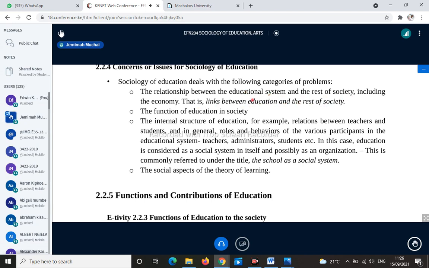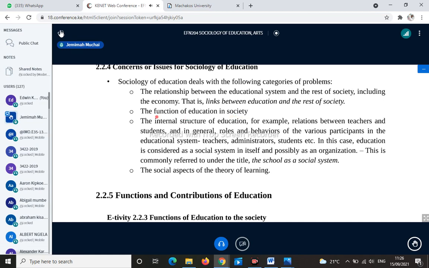When you talk of educational system, we are looking at, for example, Kenya, where we have had several educational systems since independence. There was the 7-4-3, there was 7-4-2-3, there is the 8-4-4, then there is the CBC. Those are educational systems and the society. So how was the first educational system, and how did it help the society? What are the problems of 8-4-4 in the society? Then CBC, how is it affecting the society?